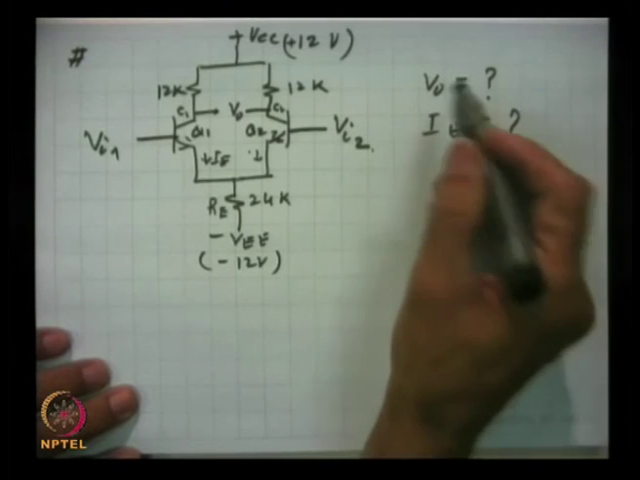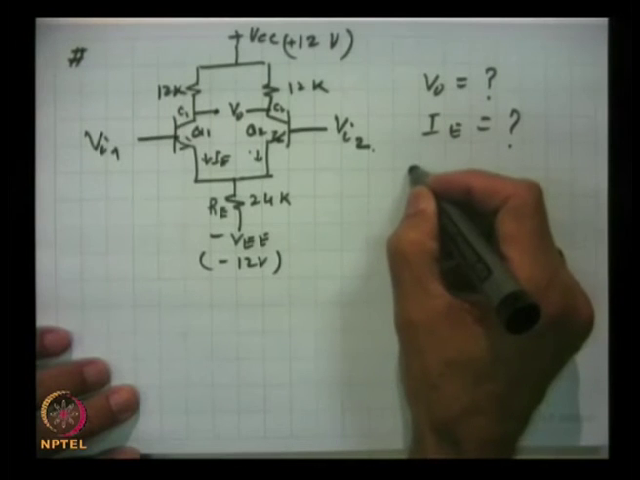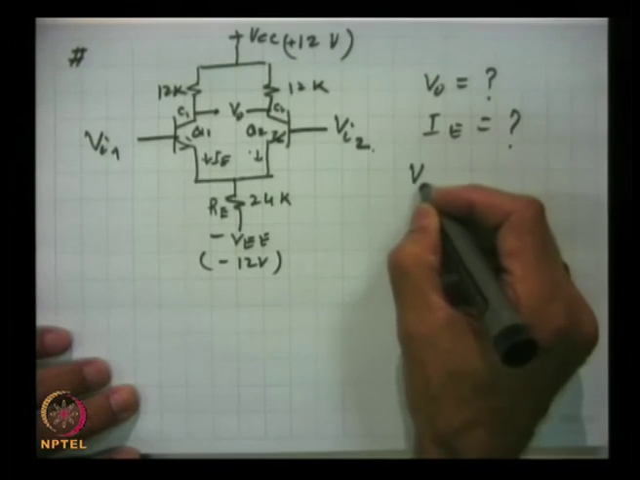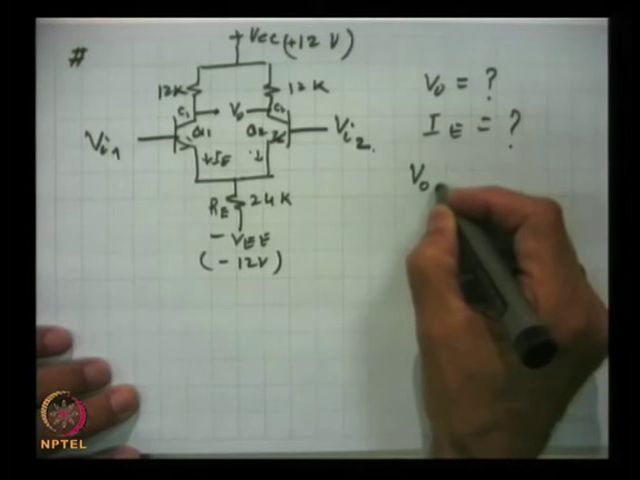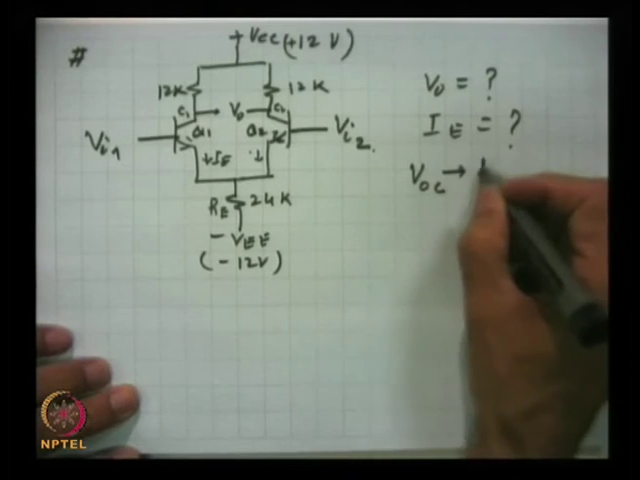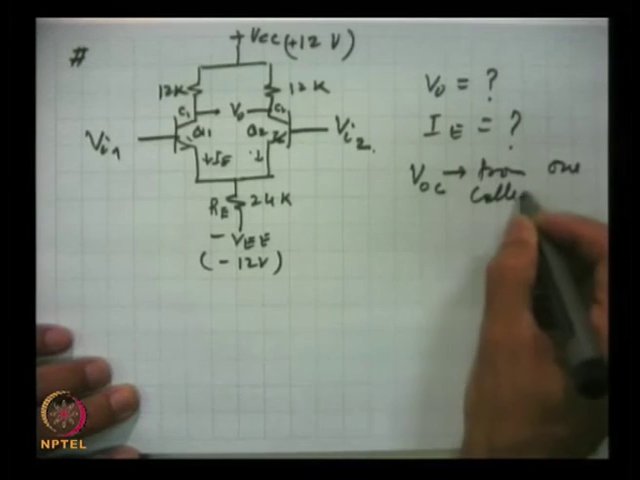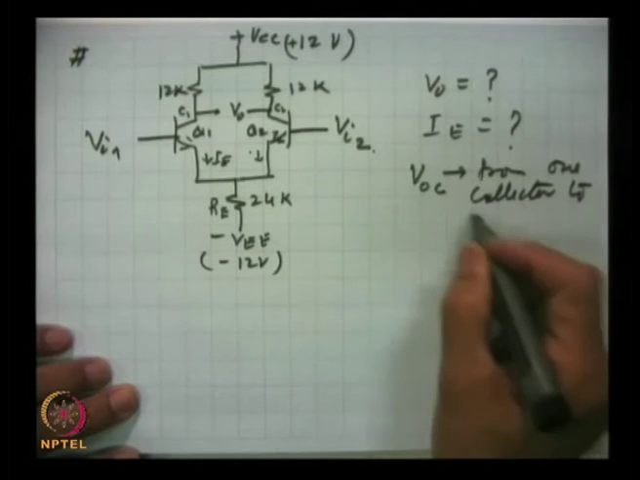And we can also find the voltage V out between one collector and ground.